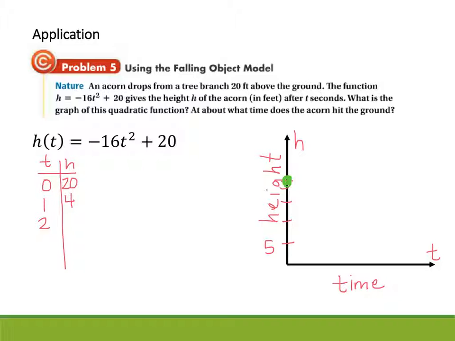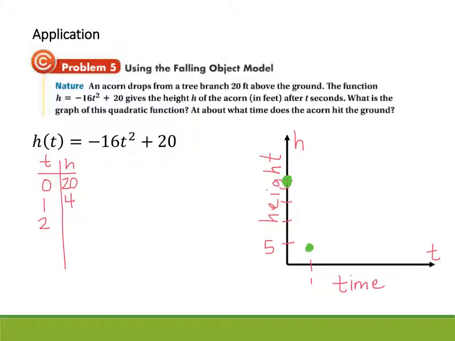So after 1 second, the height of my acorn will be 4 feet. So it's just above the ground, probably sitting about right here. So again, let's put him in green at about 4 feet. So the acorn after 1 second is almost to the ground.